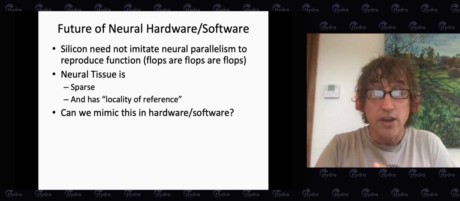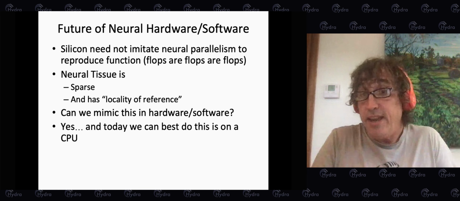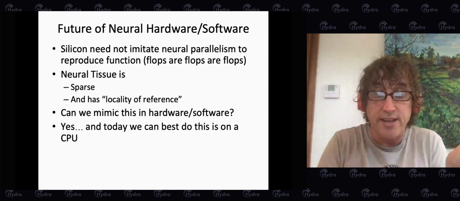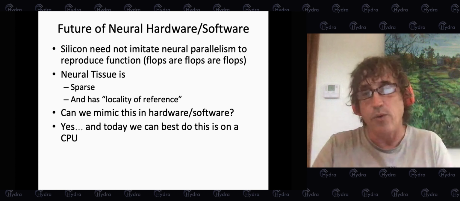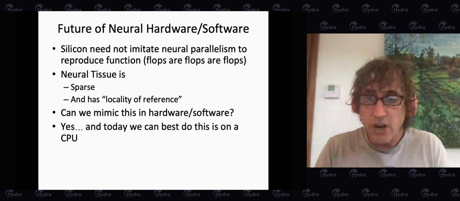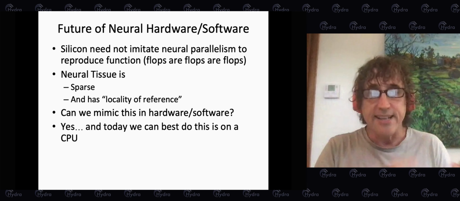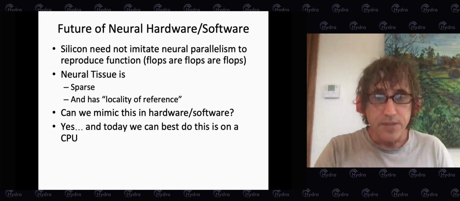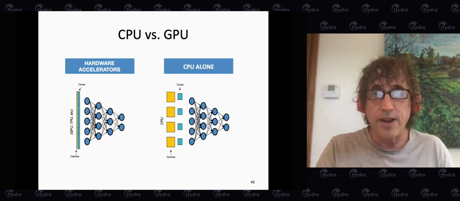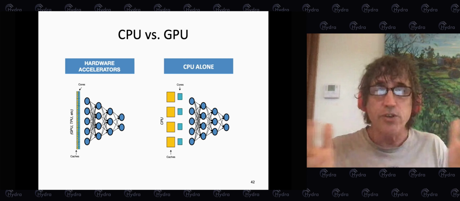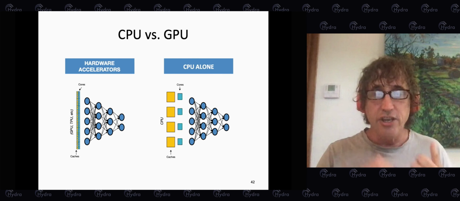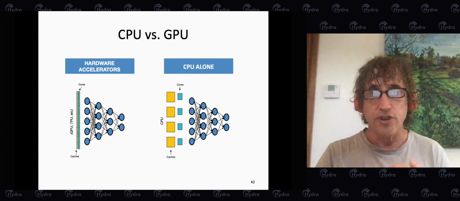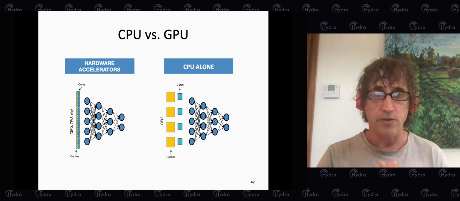Well, today, the best thing we can do is to do it on CPUs. I'm not saying this is where we'll be in the future, but currently, the best way to get sparsity and locality of reference is on a CPU. And what I mean by that? Well, here's what you do on a CPU to utilize sparsity and locality of reference. So let's look at what a computation on a CPU looks like versus a GPU.